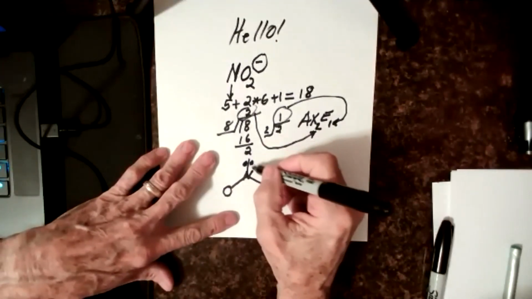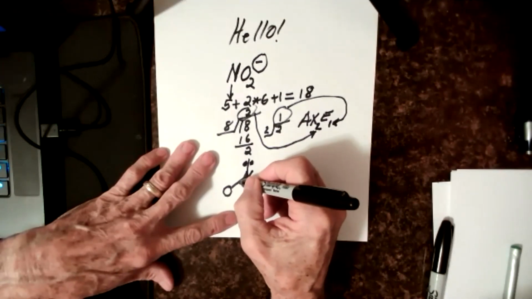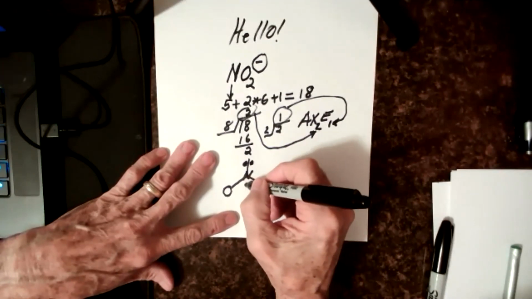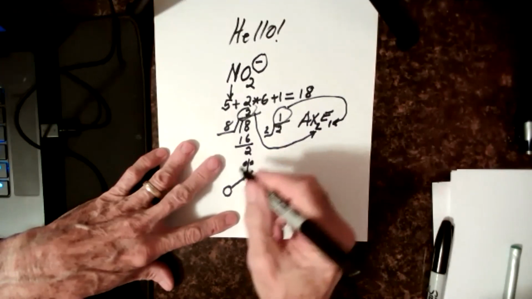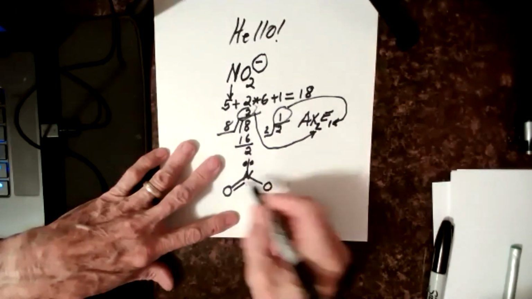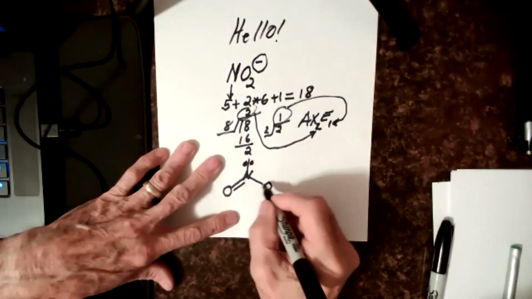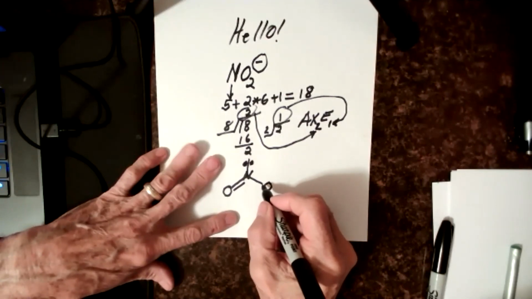Now I've got 2, 4, 6 electrons. I need 8. I can't put a lone pair. Don't do that. I'm going to put a double bond to one of these. Could I put it here or here? Answer is yes, either one.